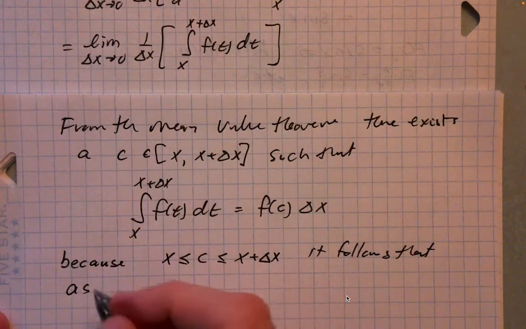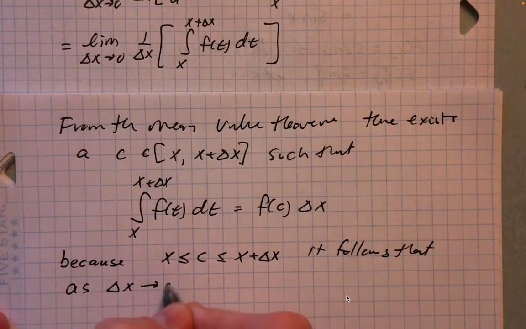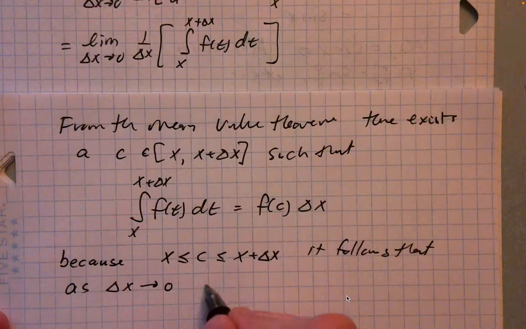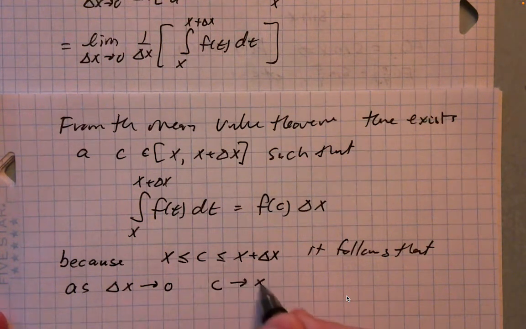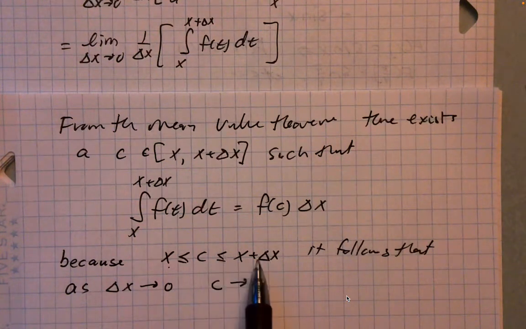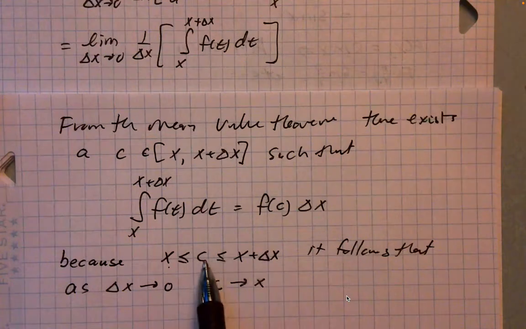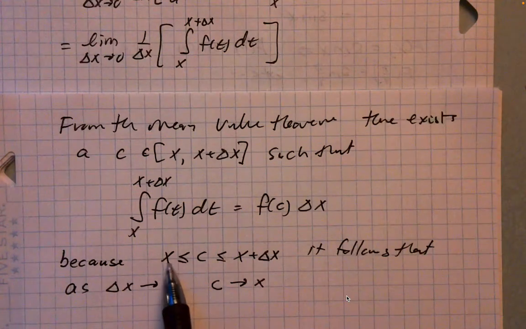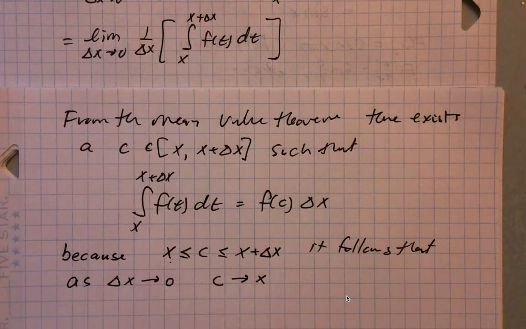as delta x goes to 0, what happens to c? Well, c gets closer and closer to x, right? So if the width of this interval is decreasing because delta x is going to 0, then c is getting closer and closer to the value of x. If the interval shrinks down, then any number in there is going to get closer and closer to x, right? Especially any fixed value would eventually get closer and closer to x.